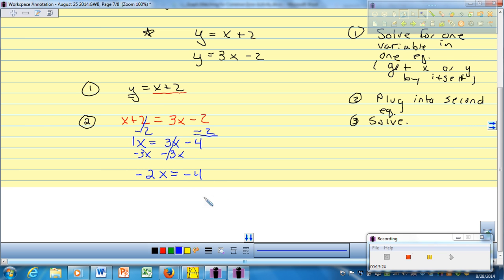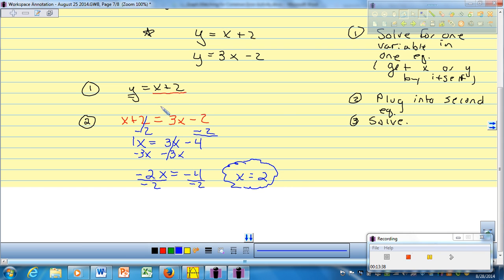Now we're ready to divide by the negative 2. And we get x equals 2. Put a cloud or a box around that. That's part of our answer. We need a y to go with that. Where can I get that?